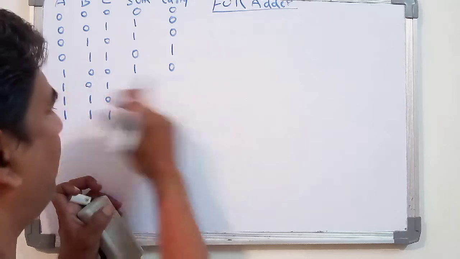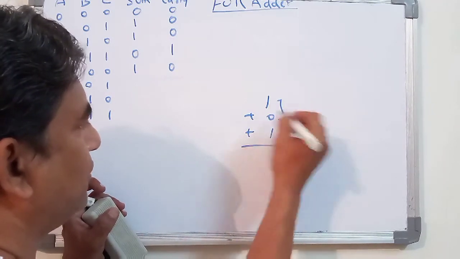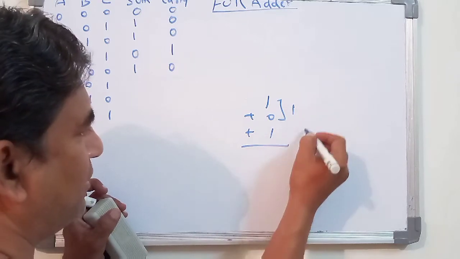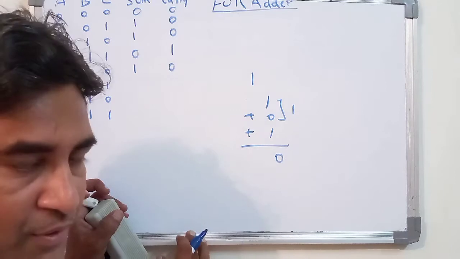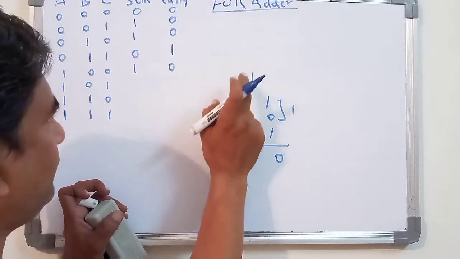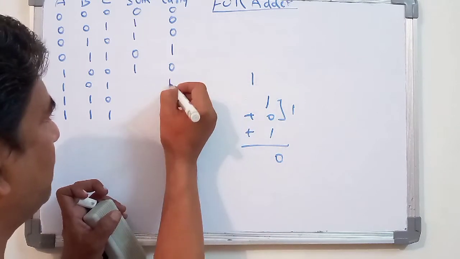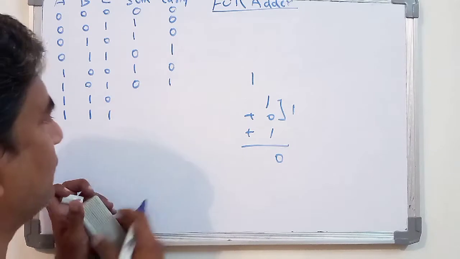Then 1 plus 0 plus 1: 1 plus 0 is 1, and 1 plus 1 again gives the sum as 0 and the carry as 1. So this carry 1 is to be written like this, and the sum is 0.